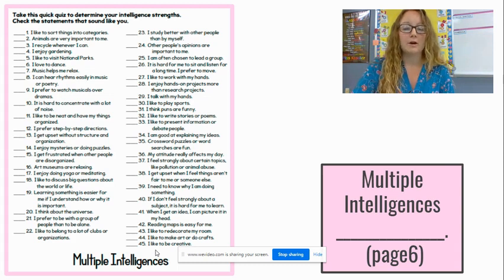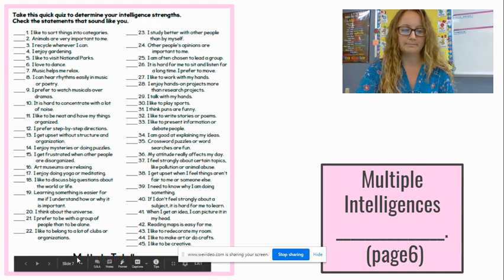So you're going to put me on pause, go through and read all 45 statements, and all you need to do is put a check if it applies to you. Once you're done, you can hit play.